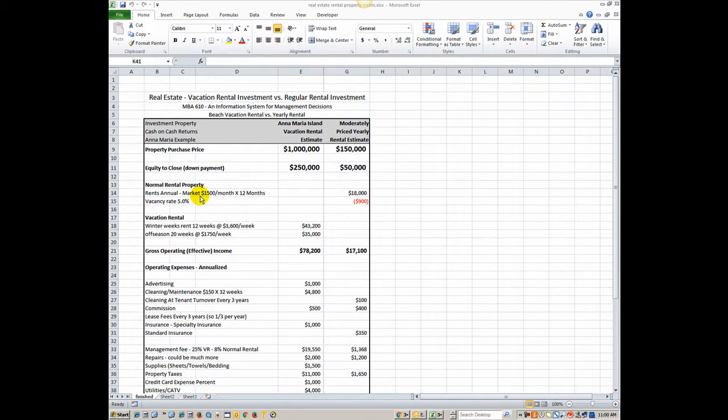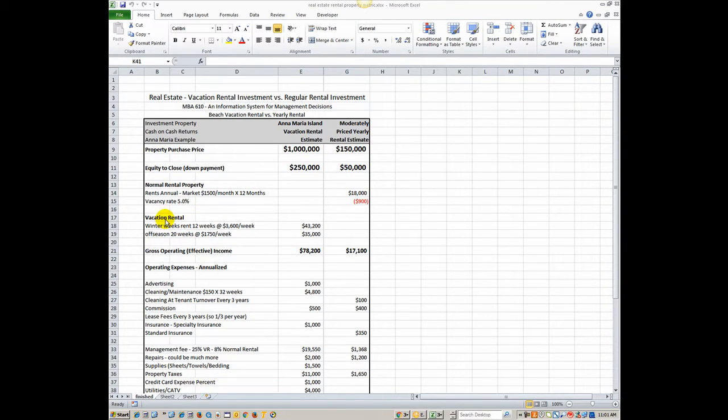Normal rental property, here's our rents here for the normal one, that's the yearly one. The market says $1,500 a month. Times 12 months would be $18,000. You may have a bit of a vacancy rate to put in there, which would take away $900 a month when it's not being rented on average.